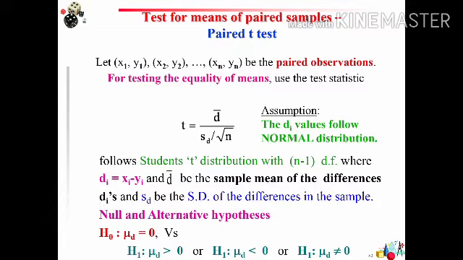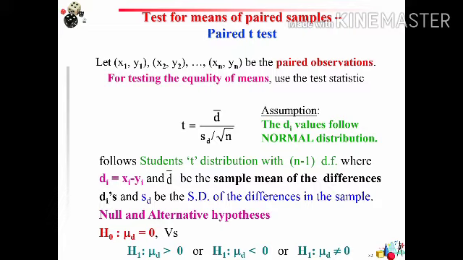And this test statistic follows a student's t-distribution with n-1 degrees of freedom, where di equals the difference between the two observations xi minus yi, d bar is the sample mean of the differences di's, and sd is the standard deviation of the differences in the sample.